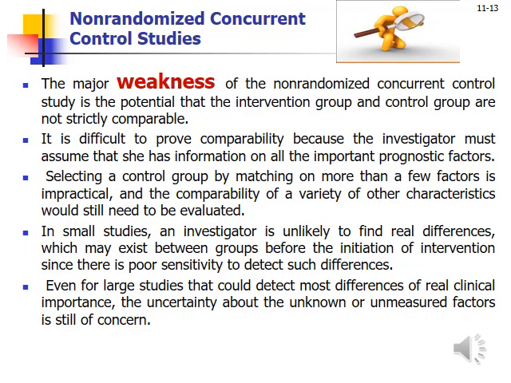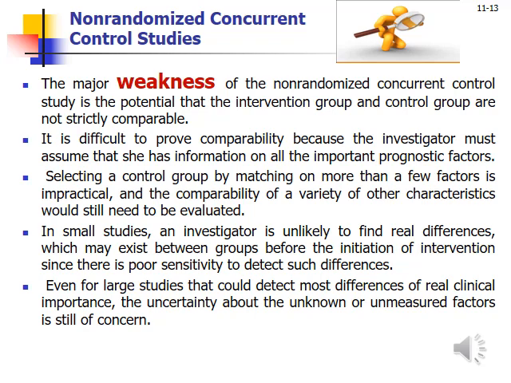The major weakness of the non-randomized concurrent control study is the potential that the intervention group and control group are not strictly comparable. It is difficult to prove comparability because the investigator must assume that he has information on all the important prognostic factors. Selecting a control group by matching more than a few factors is impractical, and the comparability of the variety of characteristics would still need to be evaluated.